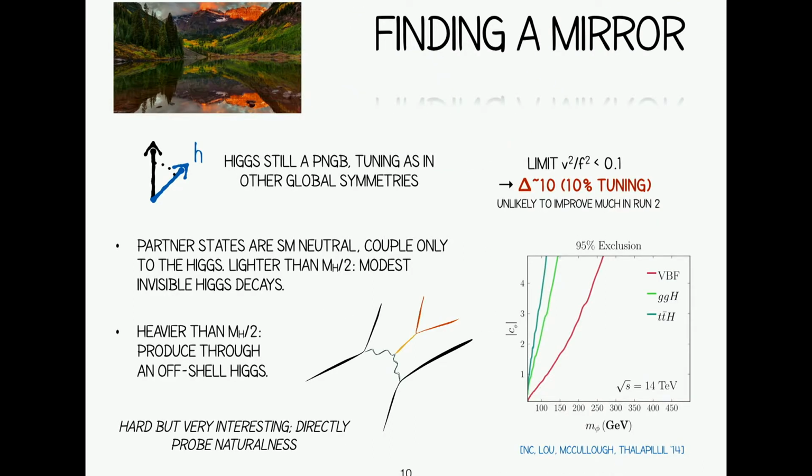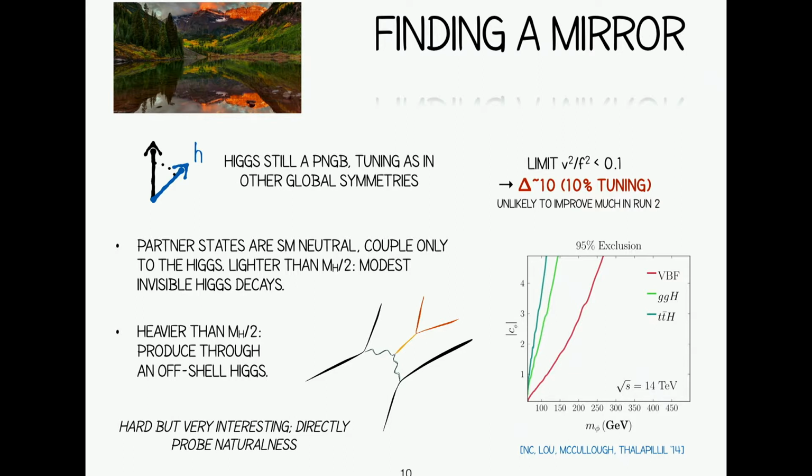Unlike in supersymmetry or normal global symmetries, where we have new partner particles that are charged under the standard model, so you just make them through their QCD charges, in these theories the new partner particles you predict are not charged under the standard model. So you can't produce them through their strong interactions. The only thing they couple to directly is the Higgs itself.